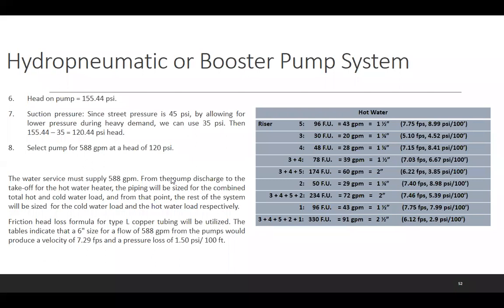Now, the water service must supply 588 GPM. From the pump discharge to the takeoff of the hot water heater, the piping will be sized for the combined total hot and cold water load. And from that point, the rest of the system will be sized for the cold water load and the hot water load respectively. Friction head loss formula for type L tubing will be utilized. The tables indicate that 6 inches for a flow of 588 GPM from the pumps would produce a velocity of 7.29 feet per second and a pressure loss of 1.5 psi per 100 feet. So, consider mo yan.